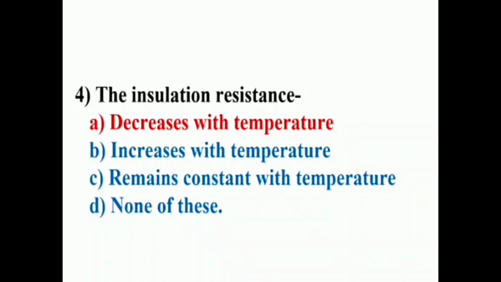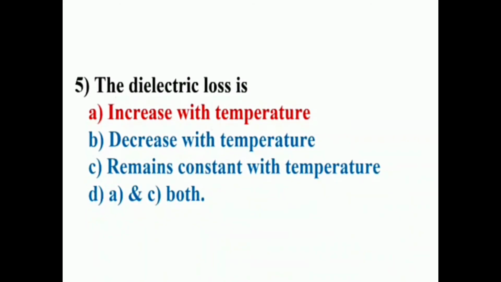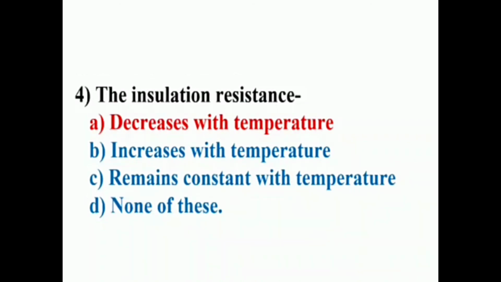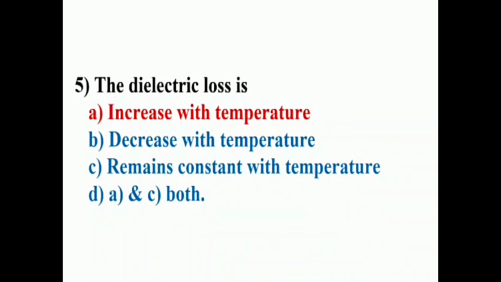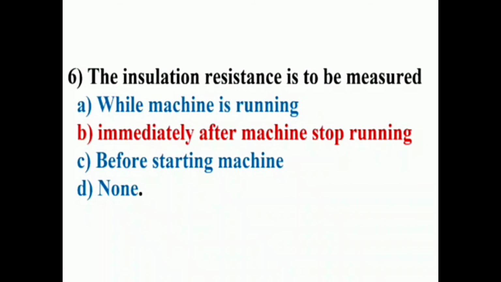Next is the insulation resistance decreases, increases, remains constant. So the insulation resistance decreases with temperature. Next is the dielectric loss increases with temperature, means insulation resistance decreases with temperature and dielectric loss increases with temperature. Then the next is the insulation resistance is to be measured immediately after machine stops running, means insulation resistance is to be measured immediately after machine stops running.